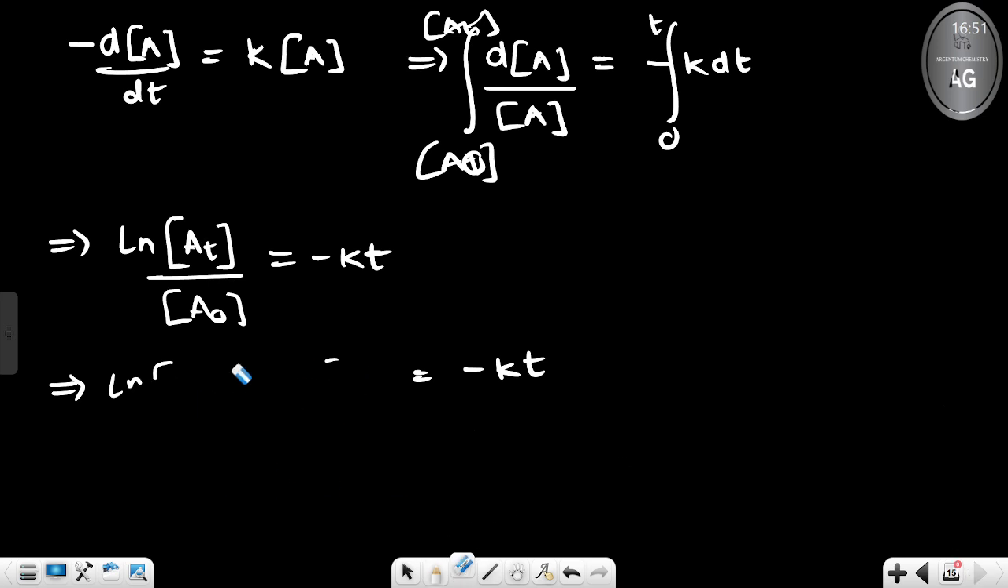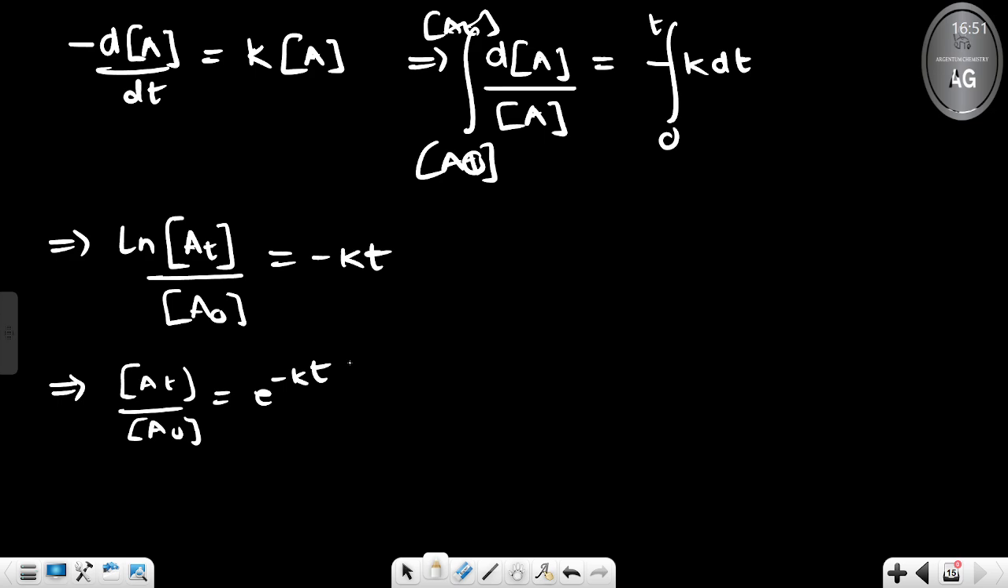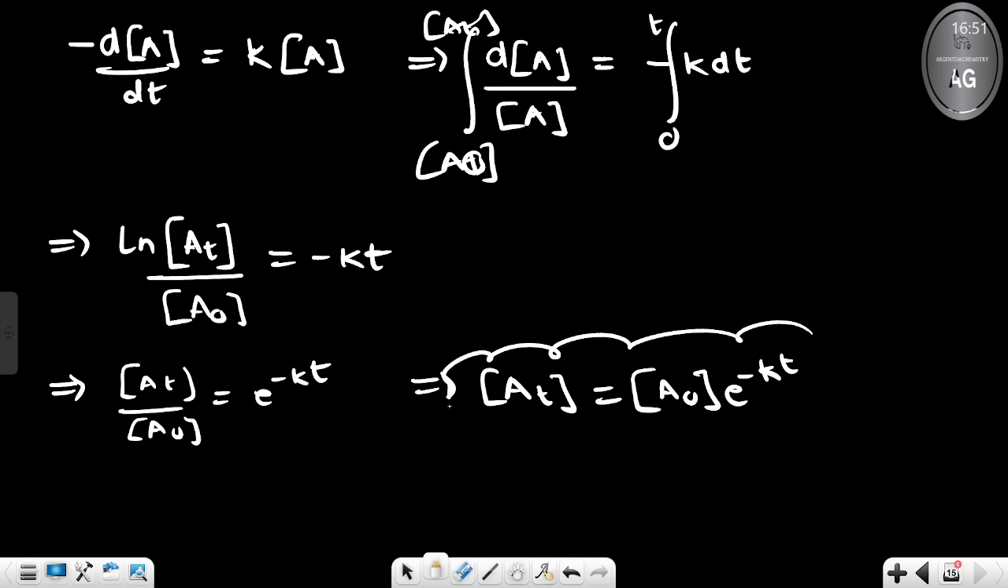Second way of writing this equation I am showing you. Convert this in the form of e. So can I write this as ln at by a0 equal to minus kt? According to log property, I can send this to the other side too, right? So I can write at equal to a0 times e to the power minus kt.